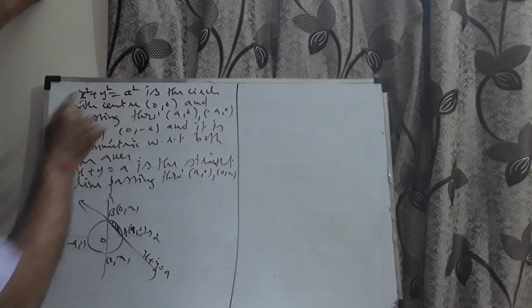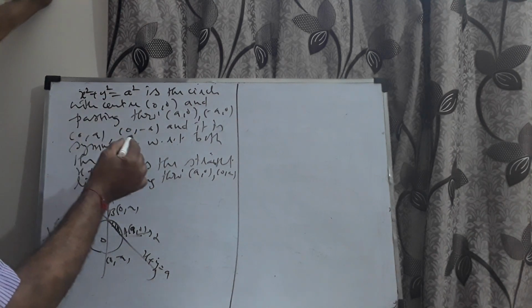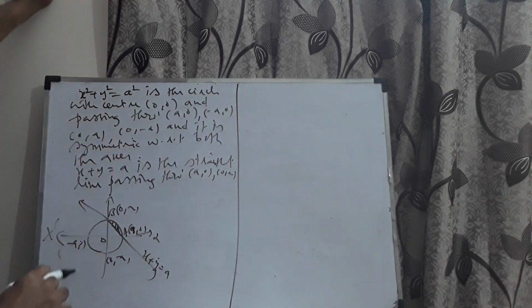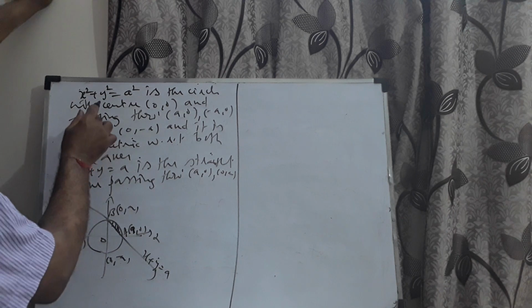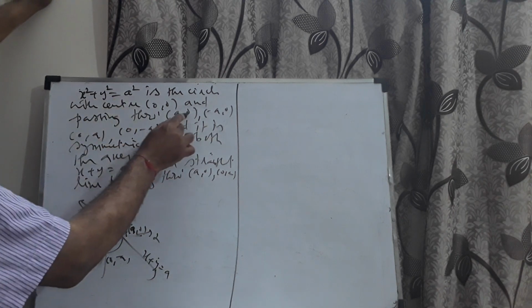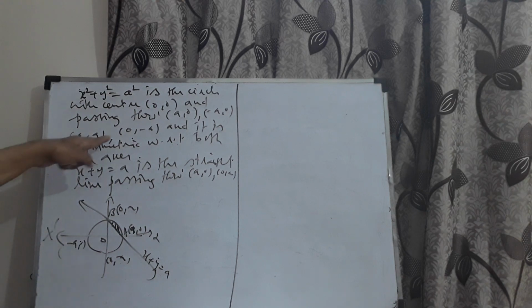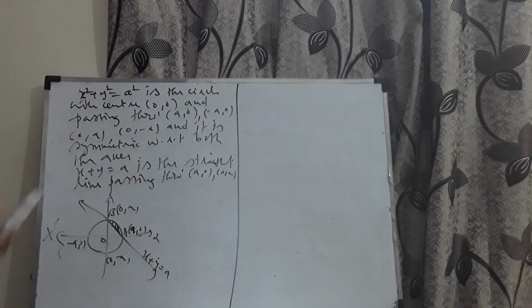X square plus y square equal to a square is a standard circle with center 0, 0 and radius a units. I haven't written it anyway; if you want, you can write that also. And it passes through, when y is 0, x is plus or minus a: a, 0 and minus a, 0. When x is 0, y is plus or minus a: 0, a and 0, minus a. When x is replaced by minus x, the equation remains the same. Therefore, it's symmetric with respect to the y axis. When y is replaced by minus y, the equation remains the same. Therefore, it is symmetric with respect to the x axis.